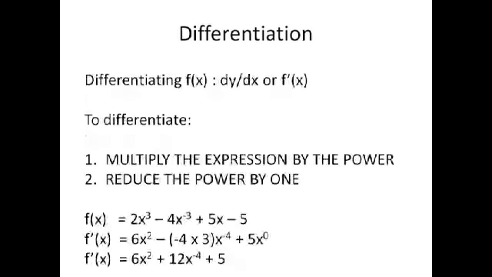When it asks you to differentiate f of x, it will put either dy over dx or f dash x. And if you see two dashes, so f double dash x, that means differentiate it twice, so differentiate it once and then differentiate your f dash x to get f double dash x. So to differentiate something, you'll multiply your expression by the power and reduce the power by 1. So for example, 2x to the 3, you will multiply the whole expression by the original power, which is 3, so 2x to the 3 times 3 is 6x to the 3, and then you'll reduce this power by 1, so you'll get 6x to the 2.